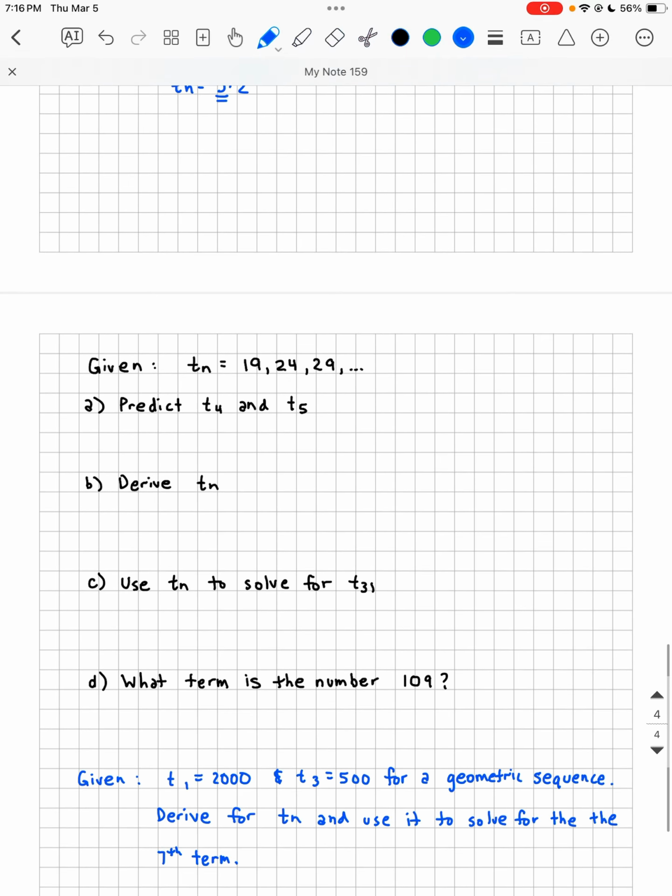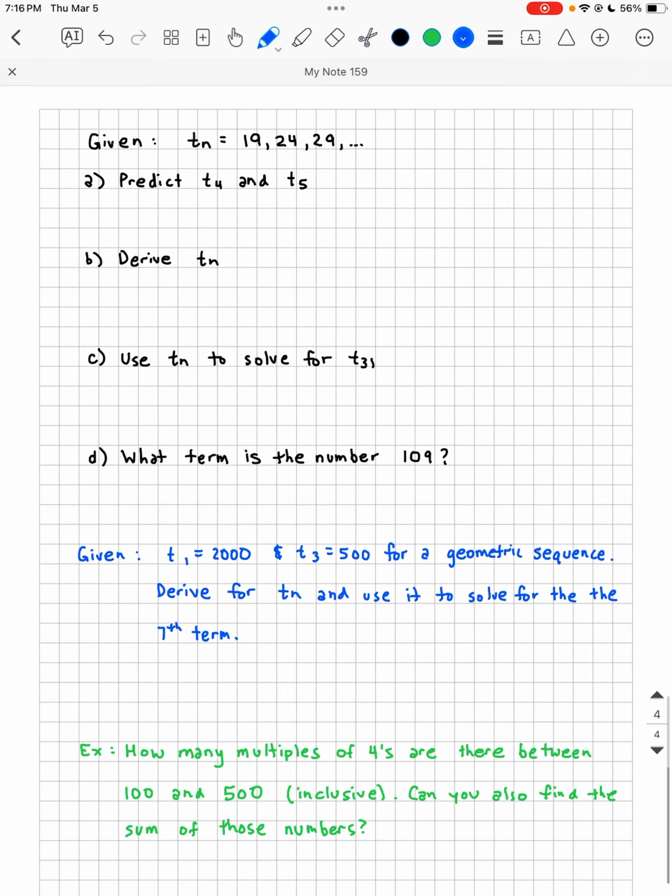Let's take these for a test drive. Here's what I want to do now. Given T of n is a sequence, what I want to do is maybe predict a few terms. So the first one is not too bad. We're given the first term, the second term, and the third term. We probably need the fourth term and also the fifth term.